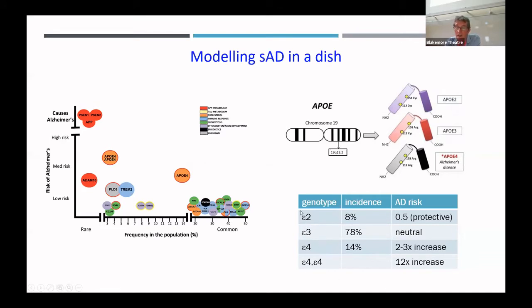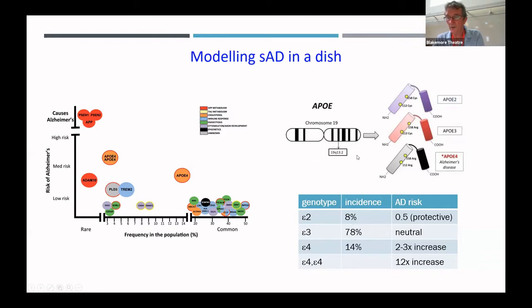And actually, if you have the rare alpha-2 allele, you get a slight protective effect. And these are very precise differences. There's just two residues. It's either going to be a cysteine or an arginine, and all the permutations of that give rise to the different APOEs. And presumably this is to do with the secondary folding of the protein.